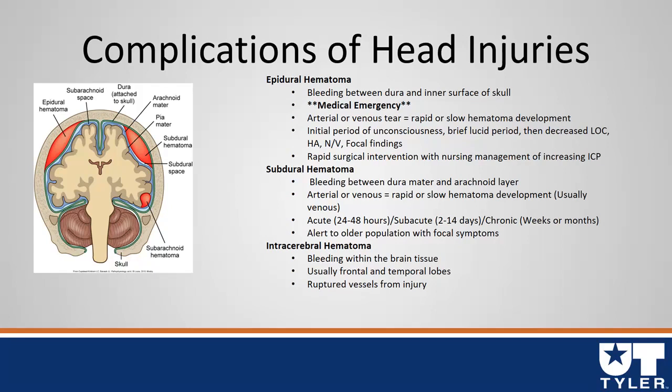This usually occurs with bleeding between the dura and the inner surface of the skull, and it is a medical emergency. Then there's subdural hematoma, where bleeding occurs between the dura mater and the arachnoid layer. This often occurs in older people, and you can often have focal symptoms. Often it's a slow hematoma that develops, but sometimes it can be acute. And then there's the intracerebral hematoma, where bleeding occurs within the brain tissue, often from ruptured vessels from an injury.